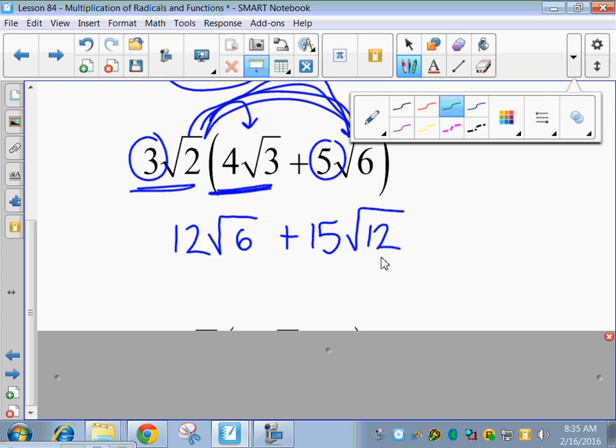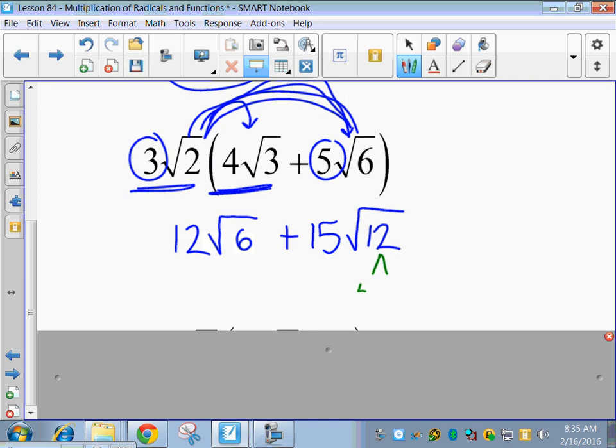Well, 12 is 4 times 3, and the square root of 4 is 2. Exactly. So simplify root 12, because 12 is 4 times 3, and the square root of 4 is 2. So 12 root 6 just stays the same, right? And then I'm going to multiply this number here. We get 30. What's left inside the house? 3.